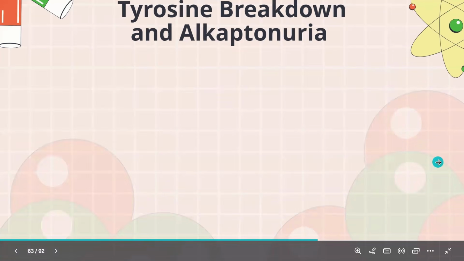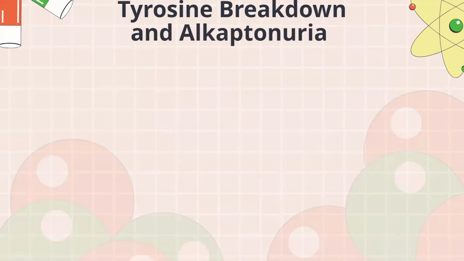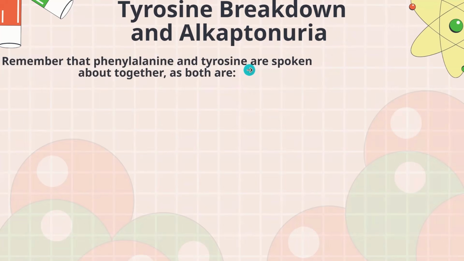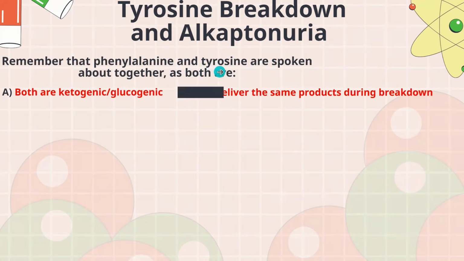Okay, so tyrosine breakdown and alkaptonuria. Let's first split it into two things. Tyrosine breakdown and alkaptonuria, which is a problem of tyrosine breakdown. Remember that phenylalanine and tyrosine are spoken about together. Why? Because both are ketogenic and glucogenic, and they both deliver the same products during breakdown, which are basically fumarate and acetoacetate.